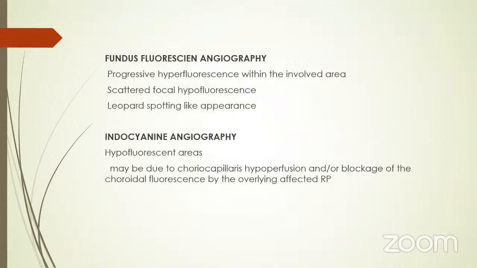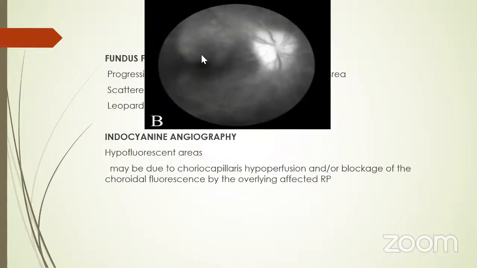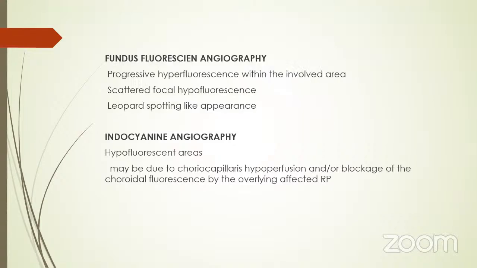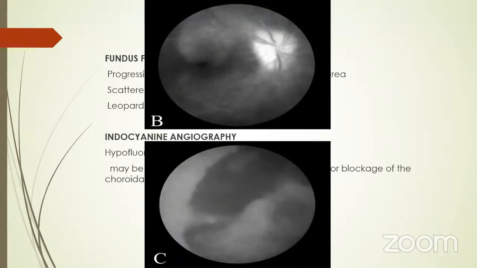On fundus fluorescein angiography, progressive hyperfluorescence within the involved area can be seen. A scattered focal hypofluorescence can be seen, and a leopard spotting-like appearance can also be seen. As you can see here, it is hyperautofluorescent. That lesion which was shown earlier in the fundus photograph shows a hyperfluorescent pattern in FFA. On ICGA, a hypofluorescent area is seen. It may be due to choriocapillaris hypoperfusion or blockage of the choroidal fluorescence by the overlying affected RPE. As you can see in this, the lesion which is hyperfluorescent is hypofluorescent on ICGA.